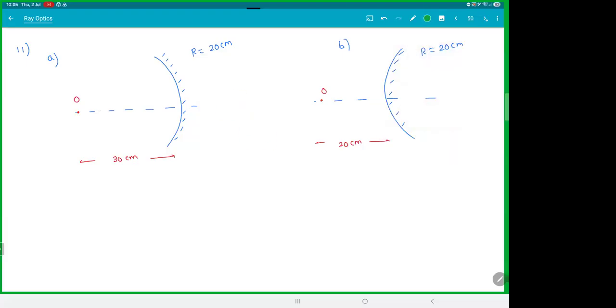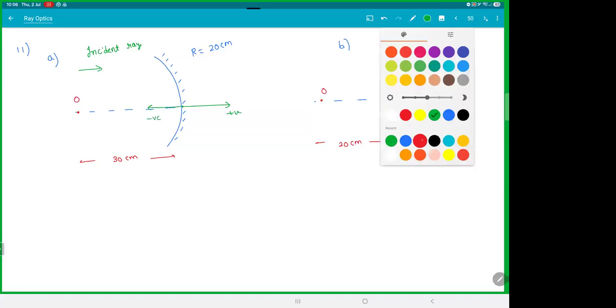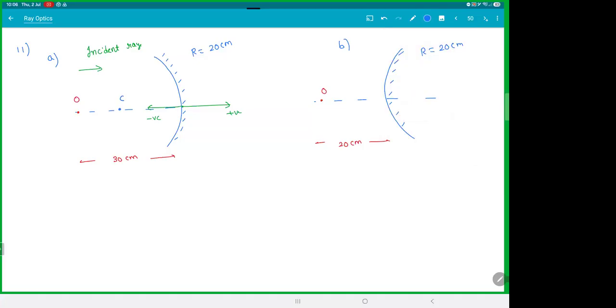Let's see. Step one, get your sign convention. However the light rays are going, so light rays are going this way. So I'll show you for now, but you have to get used to it later on. You will get used to it. It just takes time. So from here, this side is positive and this side is negative. Great. And where is the center? Center is somewhere on the left hand side.